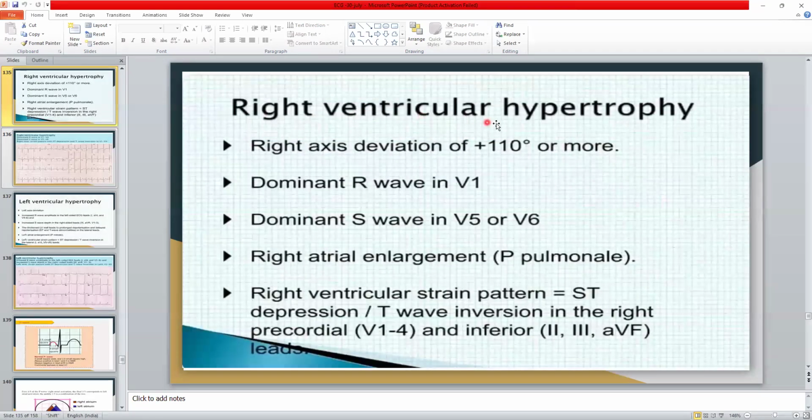Usually, right ventricular hypertrophy is associated with right atrial enlargement. I will be explaining the P pulmonale in the next slides. It will have this P pulmonale, and there will be a right ventricular strain pattern, that is ST depression or T wave inversion in the right precordial leads, V1 to V4, that is V1, V2, V3, V4, and inferior leads such as lead 2, lead 3, and AVF.